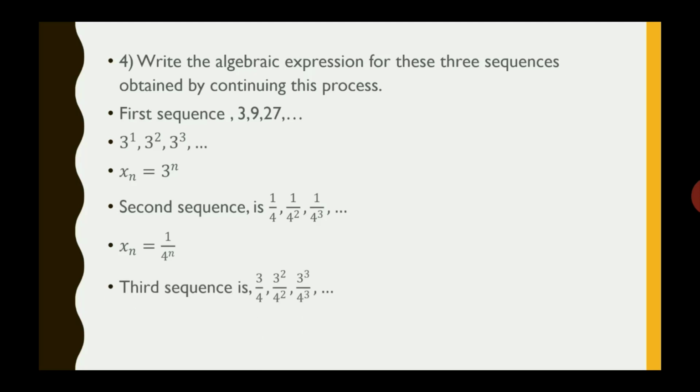And what about the third sequence? The third sequence is 3 by 4, 3 square by 4 square, 3 cube by 4 cube, etc. And what will be the nth term here? It will be 3 raised to n by 4 raised to n. So the algebraic expression of the third sequence is 3 raised to n by 4 raised to n.